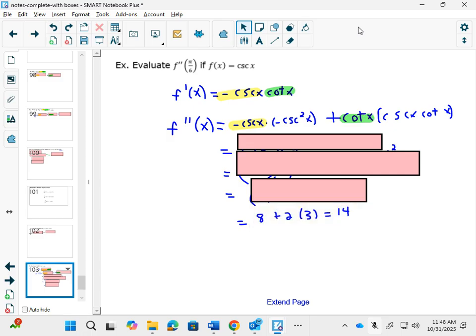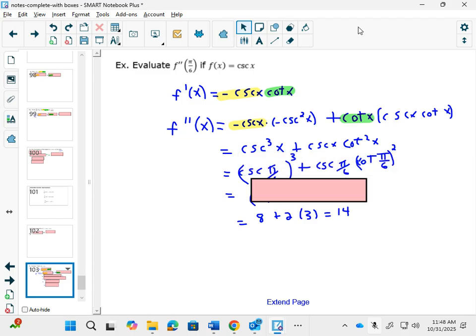Then, we need to find out what it's equal to when you plug in pi over 6. So I'm going to simplify things here a little bit. I multiply those together, distribute, and we have to go to our unit circle for AP calculus as well. What is cosecant of pi over 6? Two over square root of 3.